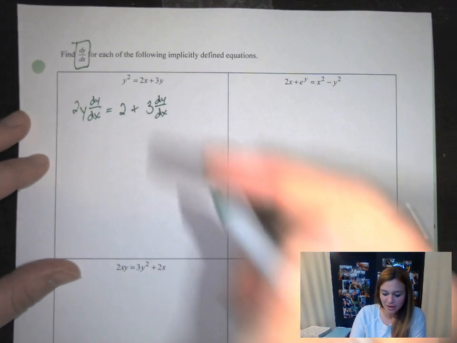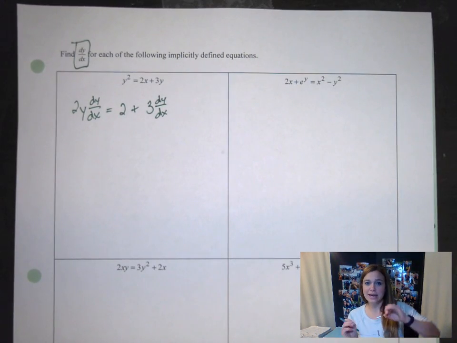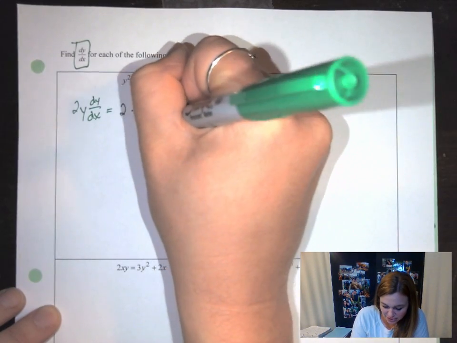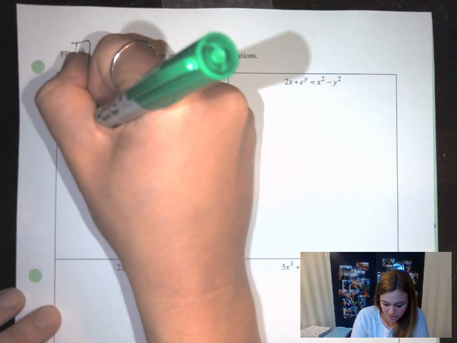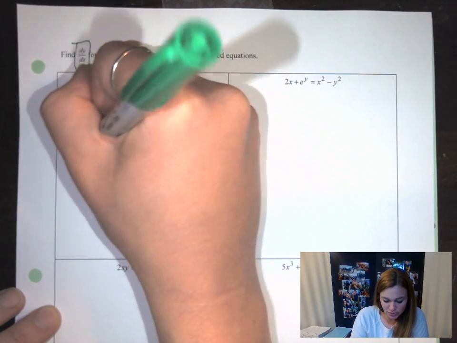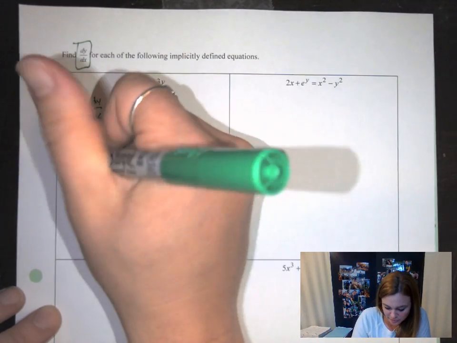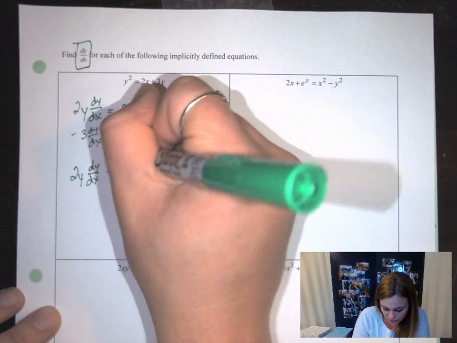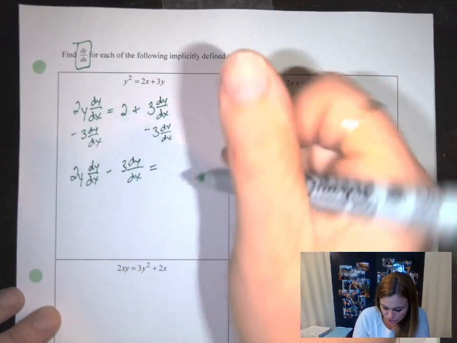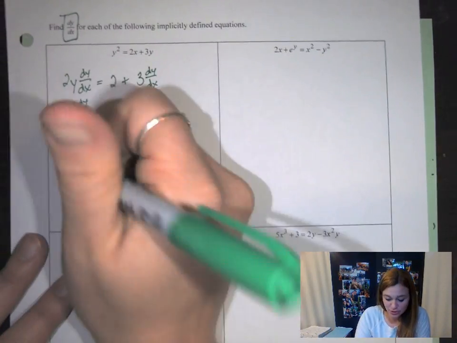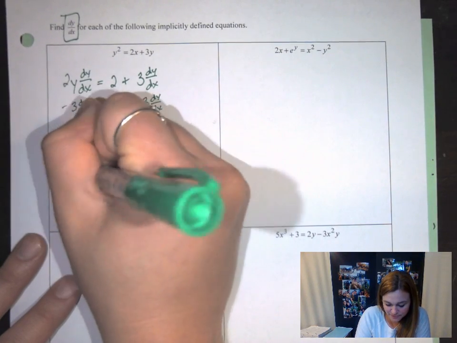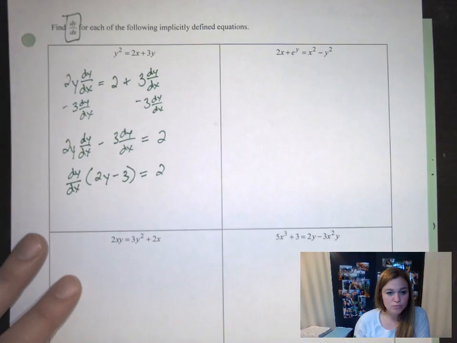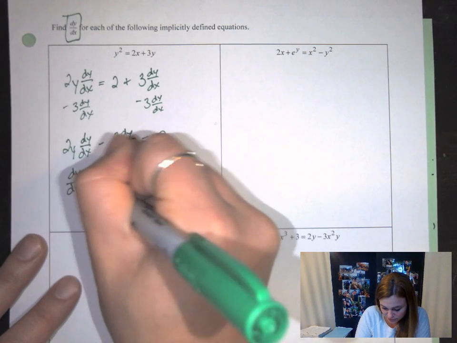What do? You get them on the same side. So anything with a dy dx you get on one side, anything with just a number you get on the other. So I'm going to subtract 3 dy dx on both sides. And you could have done this the other way. You could have gotten all the numbers on the left, this one on the right. It doesn't matter. So I have 2y dy dx minus 3 dy dx is equal to 2. The next thing you need to do is factor out a dy dx. And you get 2y minus 3 is equal to 2. To get dy dx by itself, divide.